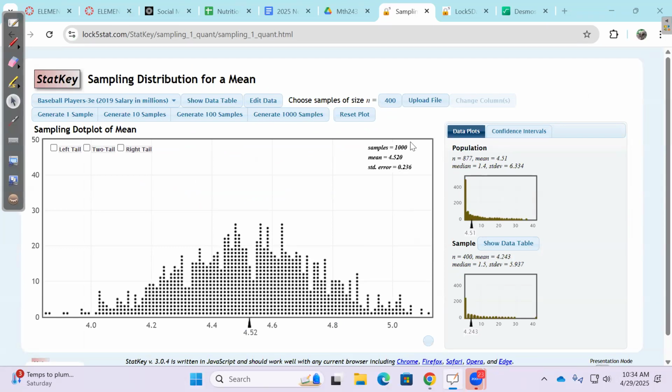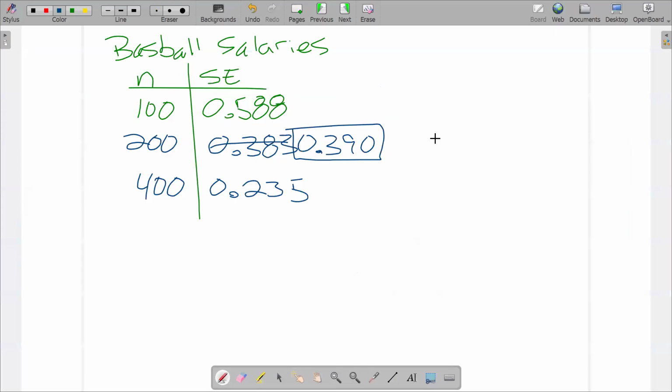So here's what I want you to do. I want you to make a prediction. First I went 100, I got 0.58-ish. Then I went 200 sample size, I got 0.39-ish. I went 400 and I got 0.235. What if I dropped the sample size way down? Like what if I did a sample size of 50? What do you think is going to happen to the standard error? Is it going to get bigger or smaller? It's going to go up, it's going to get bigger.